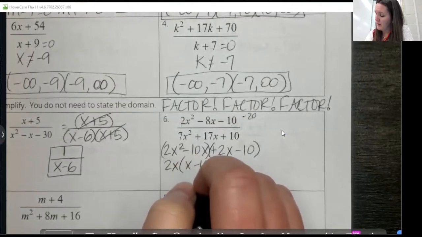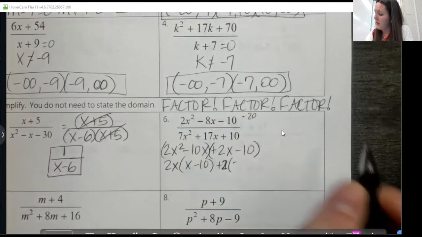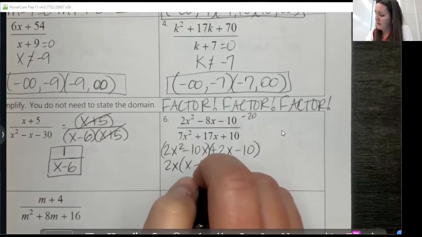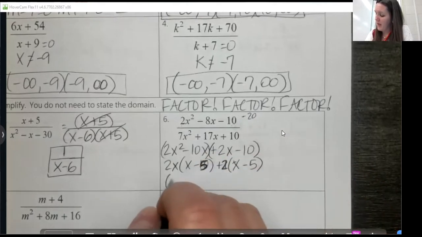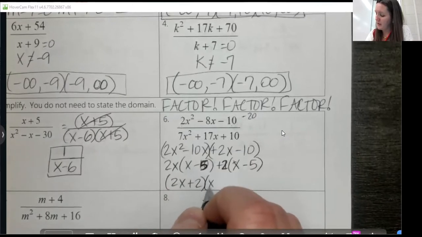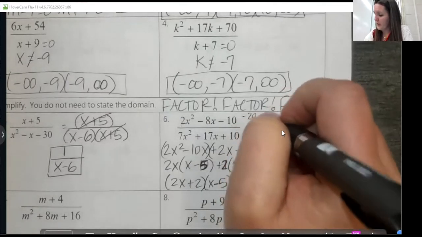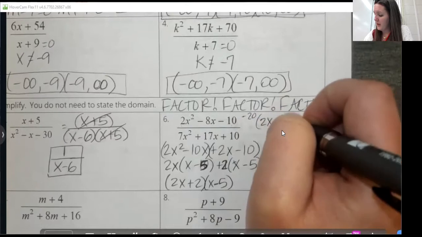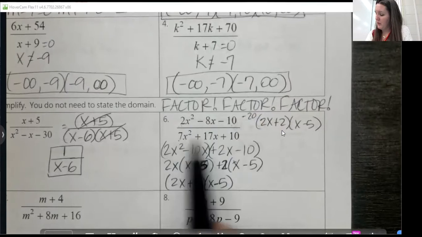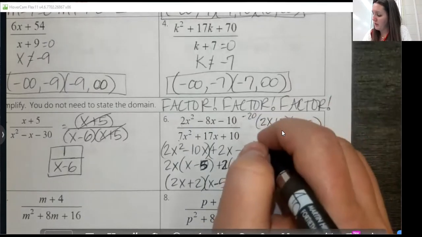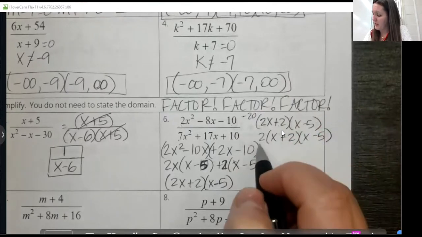So we have x minus 10, pull out a 2. This is 5. Oh man, that's a 5. Pull out a 2, so this is x minus 5. So we have 2x plus 2 times x minus 5. That's the numerator. 2x plus 2 and x minus 5. And then I'm going to, oh, look what else we can do. We can factor out a 2 here. Factor, factor, factor. Keep factoring until you can't factor anymore.